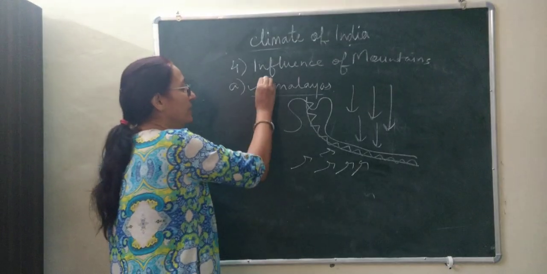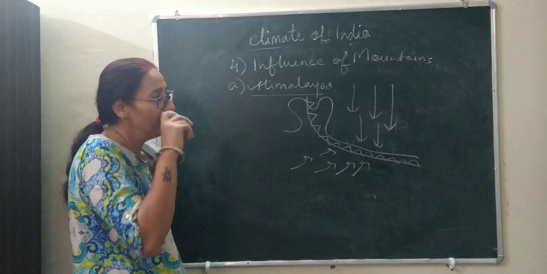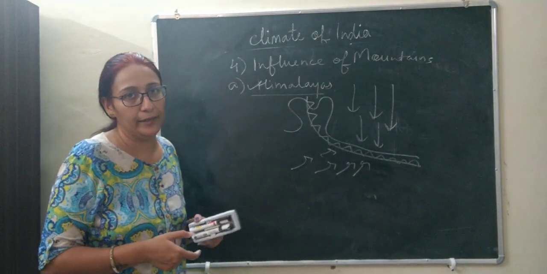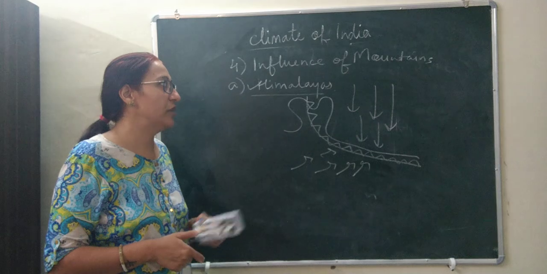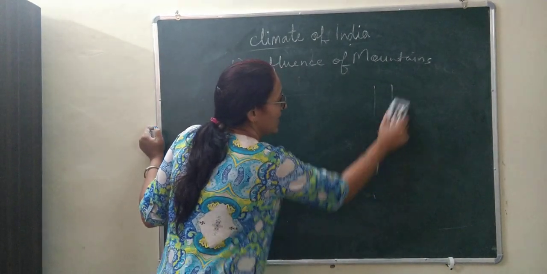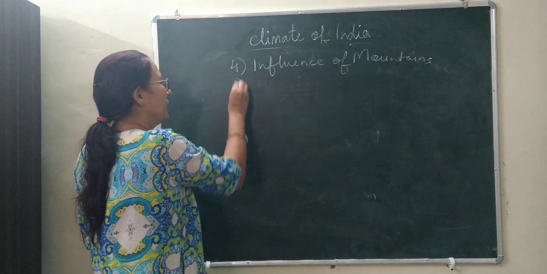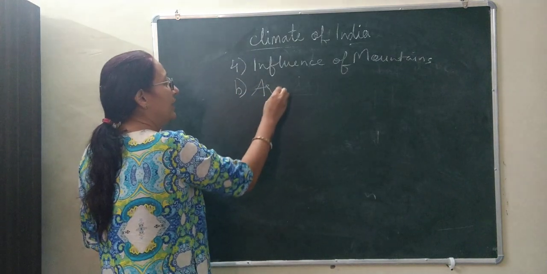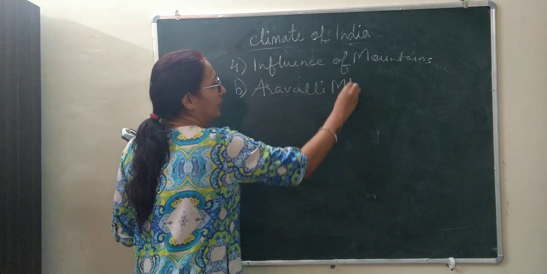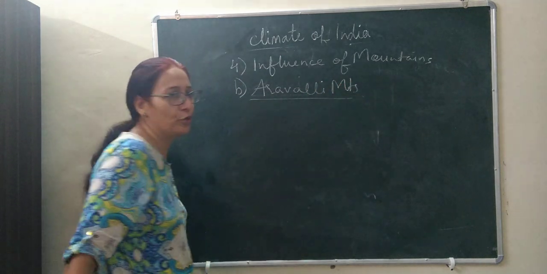So in this way, Himalayas play an important role. We can say Himalayas act as a climatic divide. So these 2 points will come under Himalayas. So next example is Aravalli Range. Aravalli Mountains also play an important role.